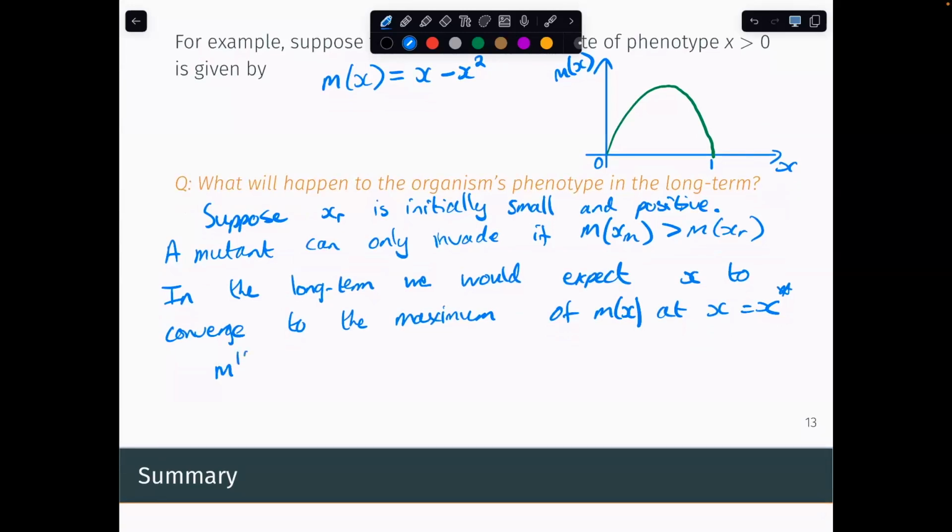Here, we can take the derivative of our per capita growth rate function, which gives us 1 minus 2x. And this is equal to 0 if X star is equal to a half.